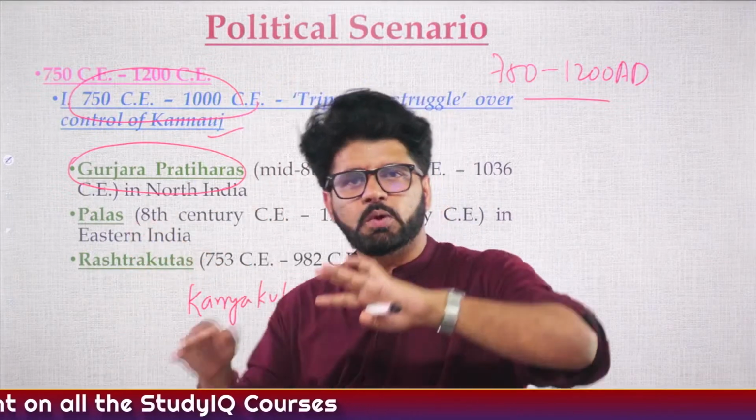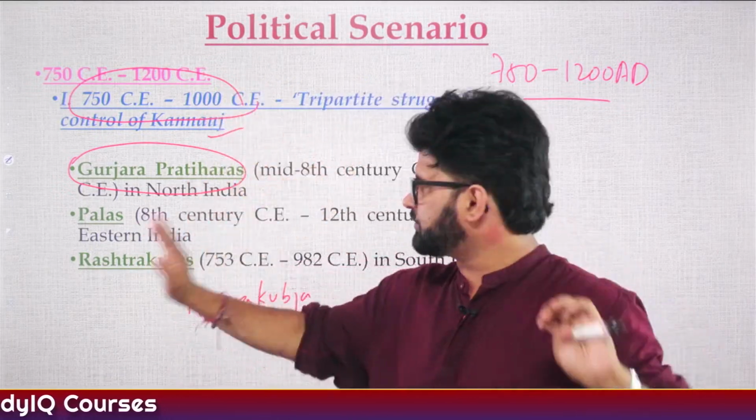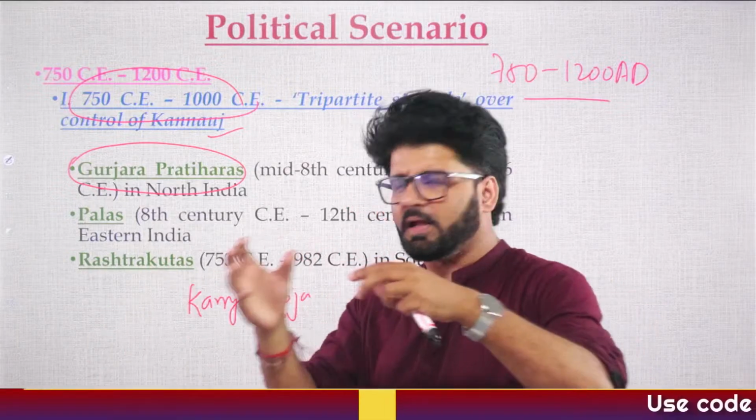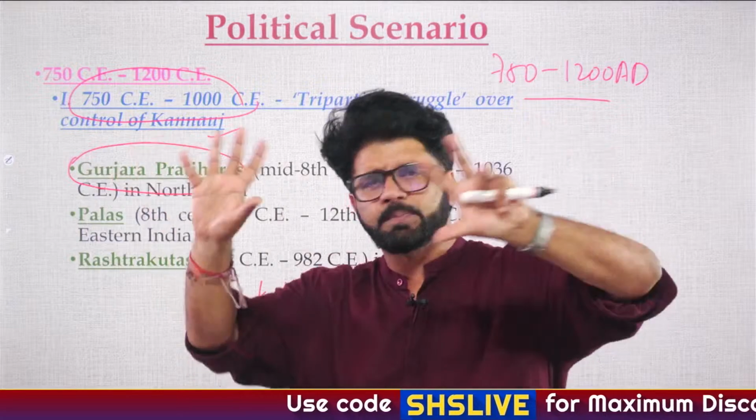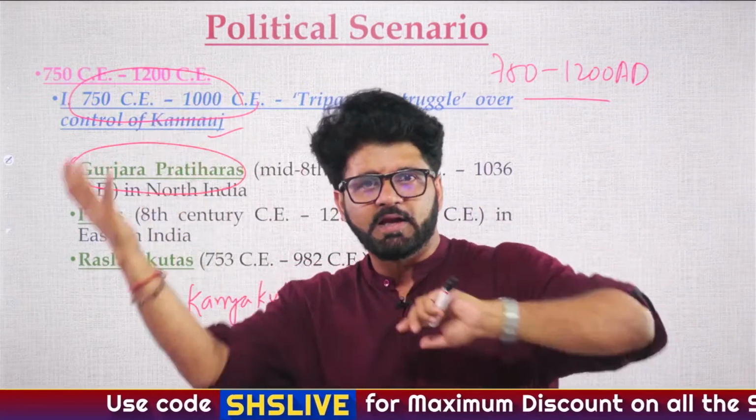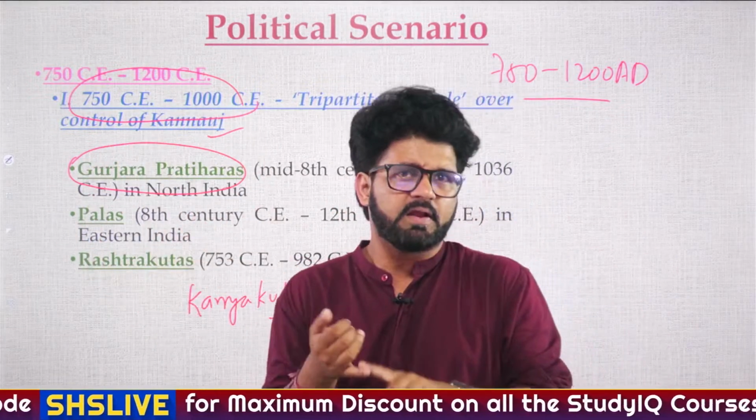So Palas will be succeeded by Sena and other dynasties. Rashtrakutas will again fragment and Chalukyas will emerge. Gujara Pratihara will get divided into different principalities, from where Rajput principalities will emerge. So nobody won in reality.